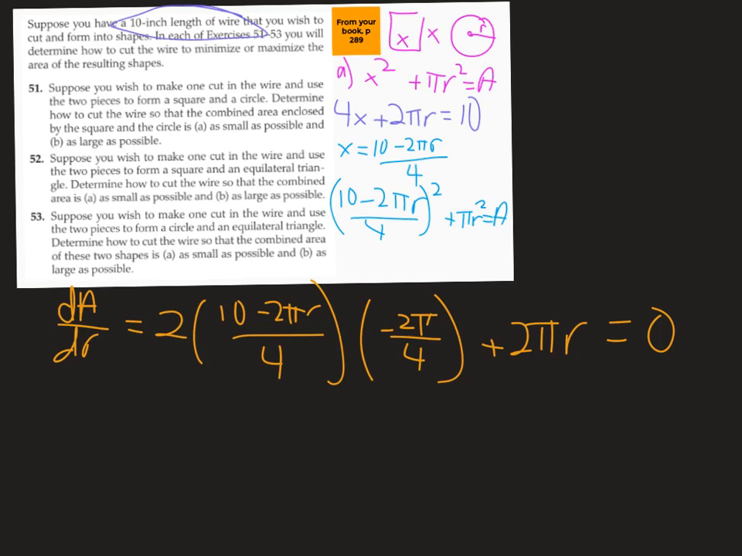So this is pi over 2. This is pi over 2 over here. Multiply that by 2, so it's just pi. And now that we have the pi, let me switch colors on you. We're going to cross the 2 out. So distribute that. So that's negative 10 over 4 is 5 pi over 2. Distribute the negative to there. That'll be plus 2 pi squared r over 4 plus 2 pi r equals 0.